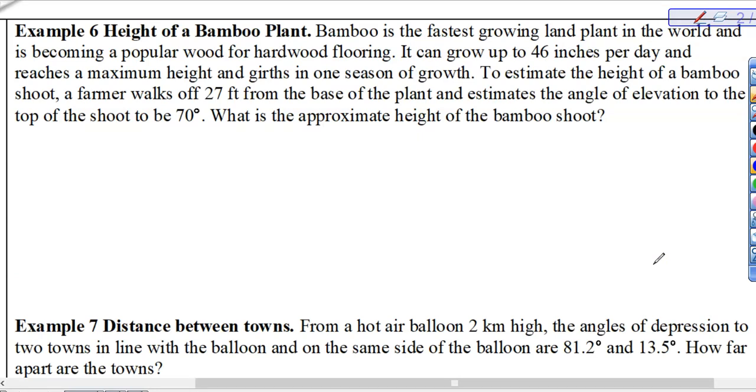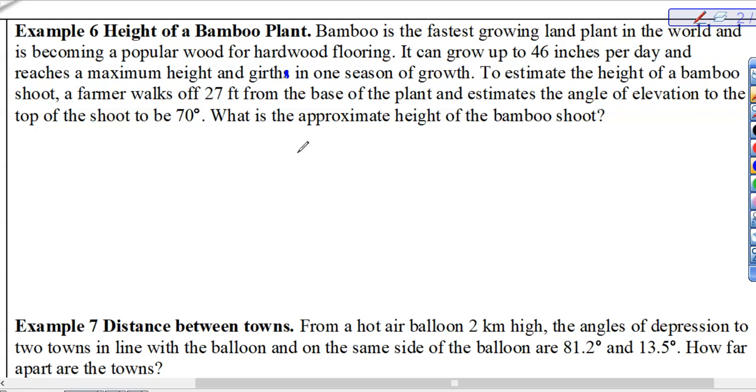Okay, so example 6, height of a bamboo plant. Also, this is a typo on girths. It should just say girth. Bamboo is the fastest growing land plant in the world and is becoming a popular wood for hardwood flooring. It can grow up to 46 inches per day. That's almost 4 feet. And it reaches a maximum height and girth in this one season of growth. Girth is just how big around it is.